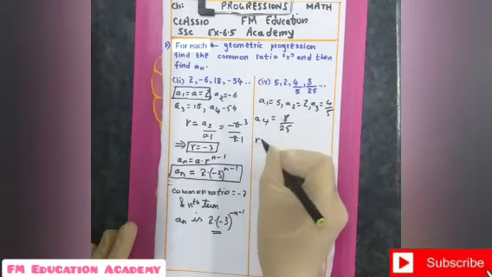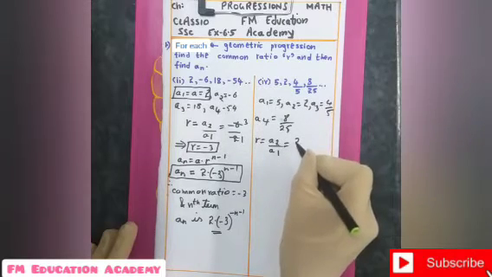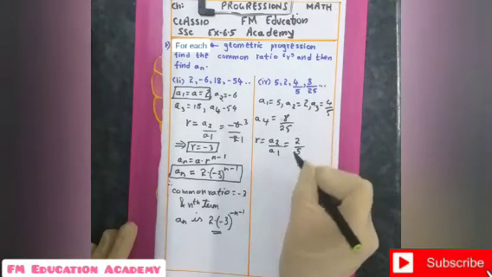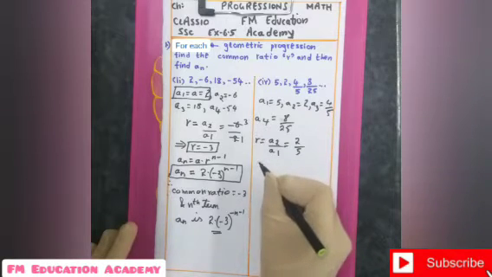Common ratio R is equal to second term A2 by first term A1. That is equal to second term 2 here, first term 5 here. We found out R. Now, let us find out the nth term.